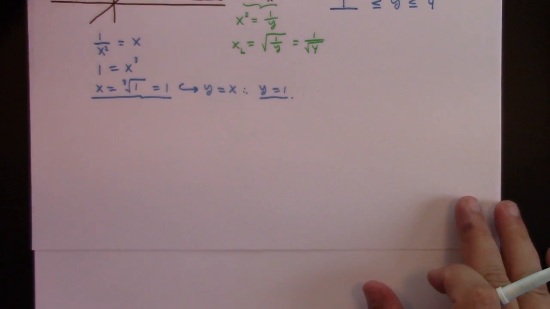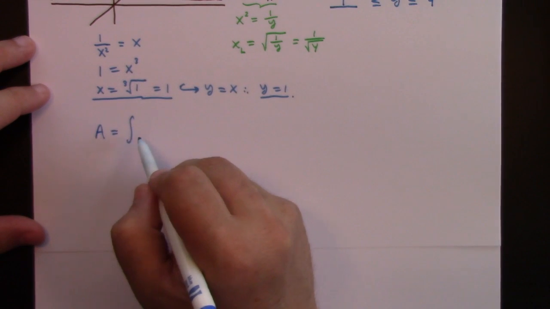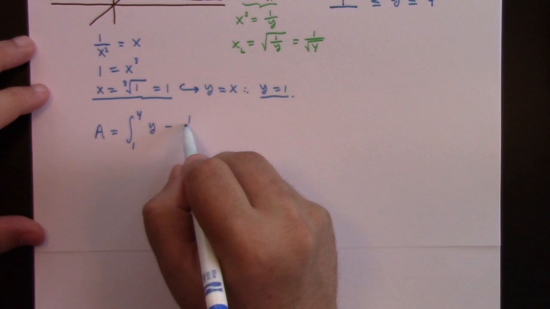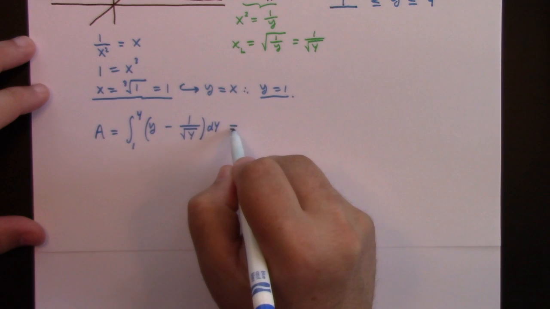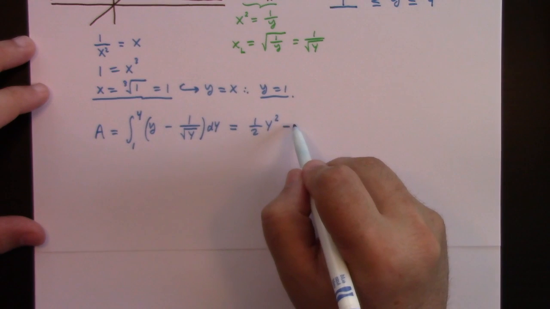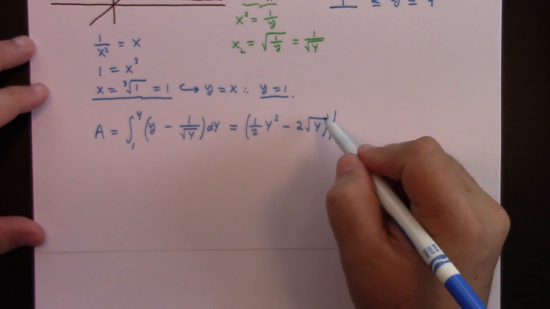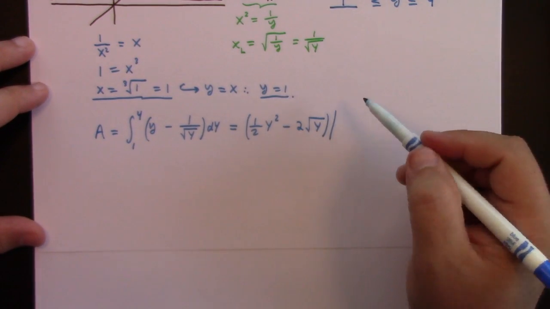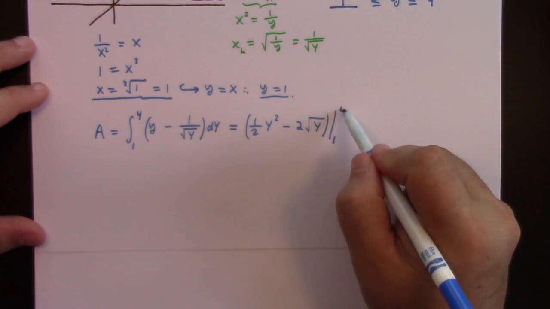Let's calculate the area. The area is going to be the integral from 1 to 4 of y minus 1 over the square root of y dy, which is 1/2 y squared minus 2 times the square root of y. If you doubt me on the second term, differentiate this. What do you get? 1 over twice the square root of y. But then times minus 2 cancels and gives you minus 1 over root y, which is what we have back here, thus showing that is in fact the right antiderivative.